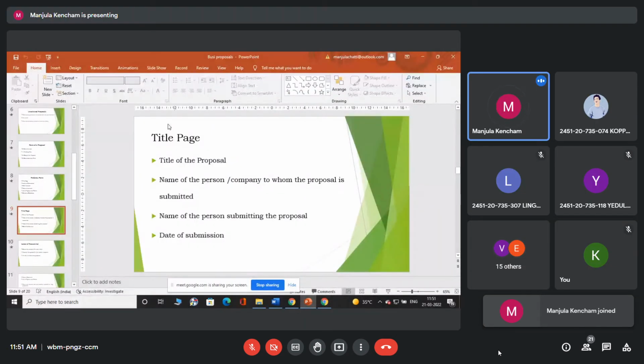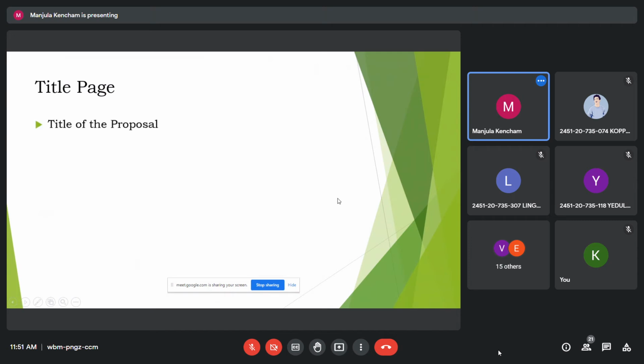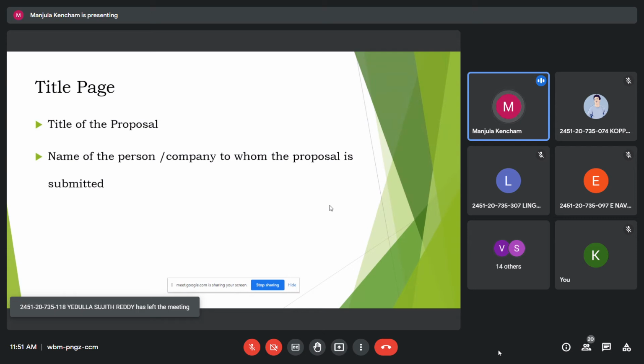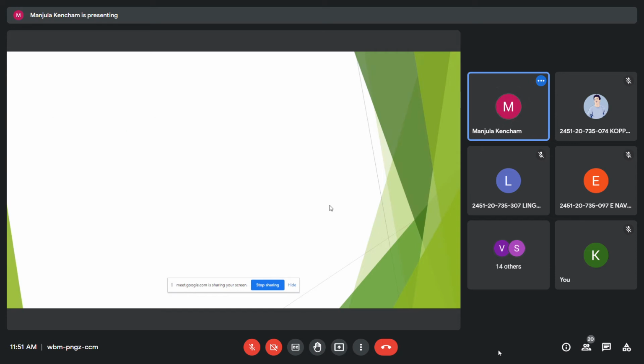Okay, fine. Types of proposals. What are the parts of a title page in a proposal? First part is the title of the proposal, name of the person or the company to whom the proposal is submitted, name of the person submitting the proposal, date of submission. If you can recall and relate, even when we write a report, we use the same thing: title of the report, name of the person writing the report, name of the person to whom the report is submitted, and the date of submission, right?